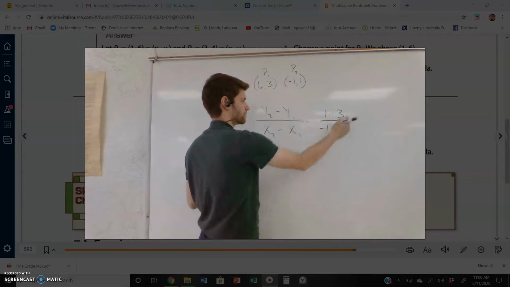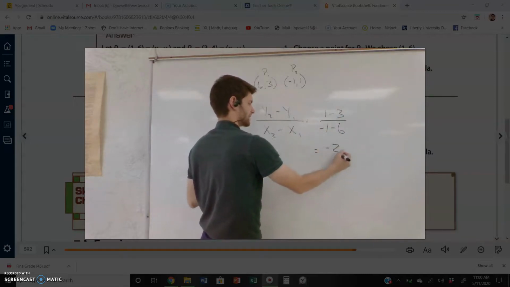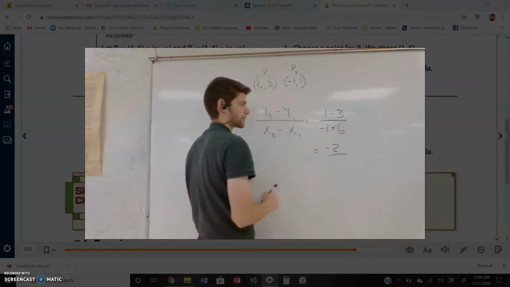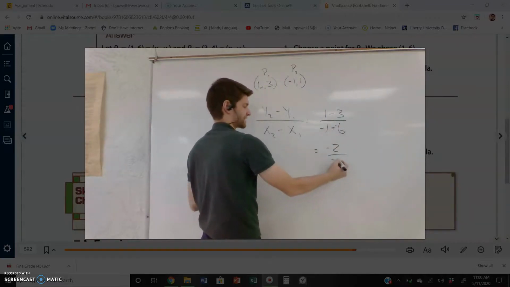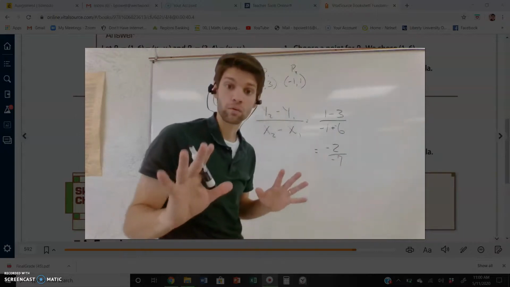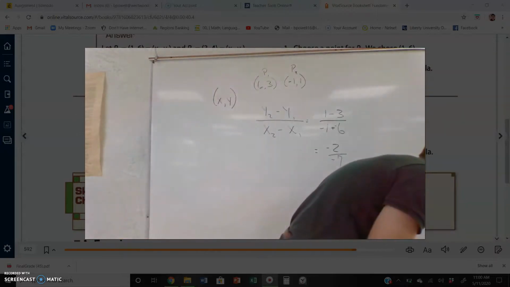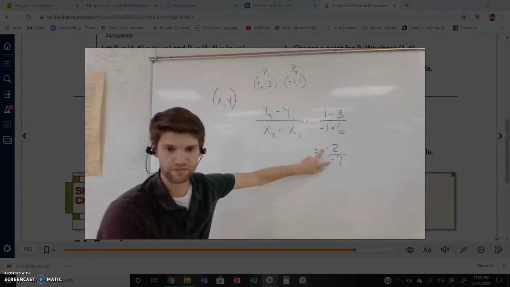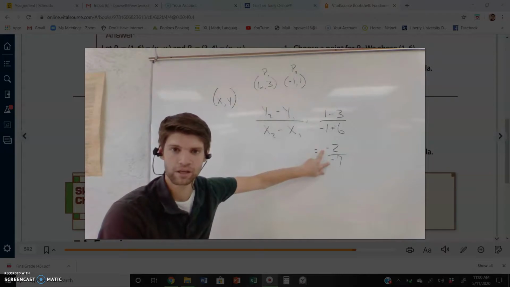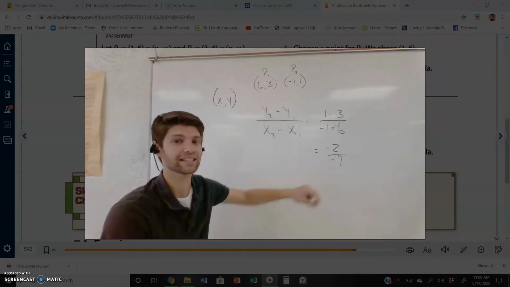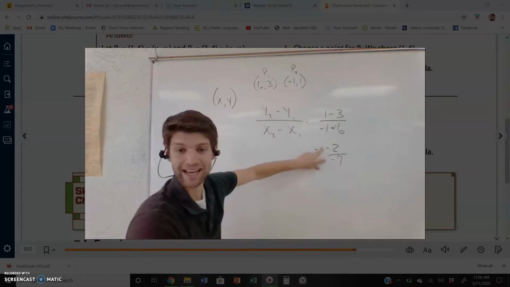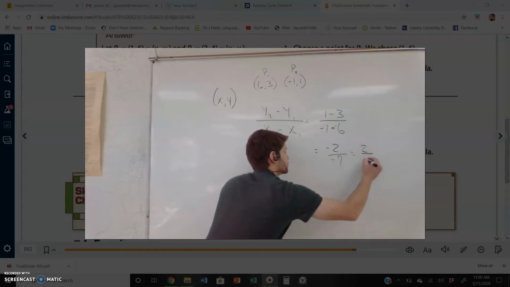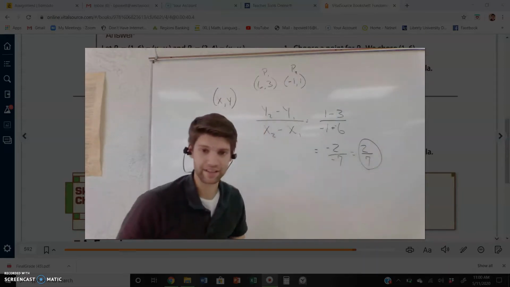So now let's solve. 1 minus 3 is negative 2. 1 minus 6 is the same thing as adding the opposite. So negative 1 plus negative 6 is a negative 7. Now, watch. We have negative 2 over negative 7. What is a negative divided by a negative? Negative divided by a negative is a positive. If you ever have two negatives, then those go away, and your answer is 2 over 7.